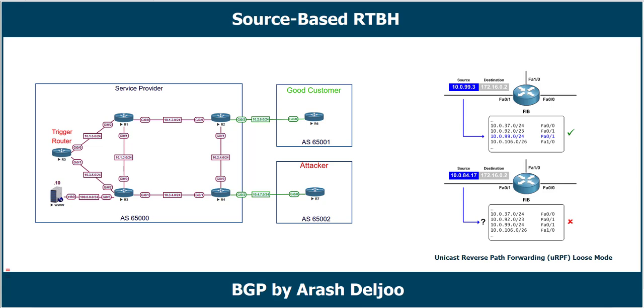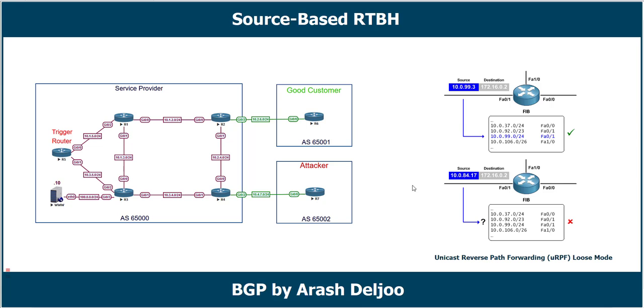In this video, I'm going to explain source-based RTBH, or source-based remotely triggered black hole. As you remember, in the previous video, we learned about destination-based RTBH. For example, in this scenario, we learned how to drop the traffic received from the attackers. In the previous scenario, R6 and R7 were both attackers, and as you remember, we dropped that traffic.